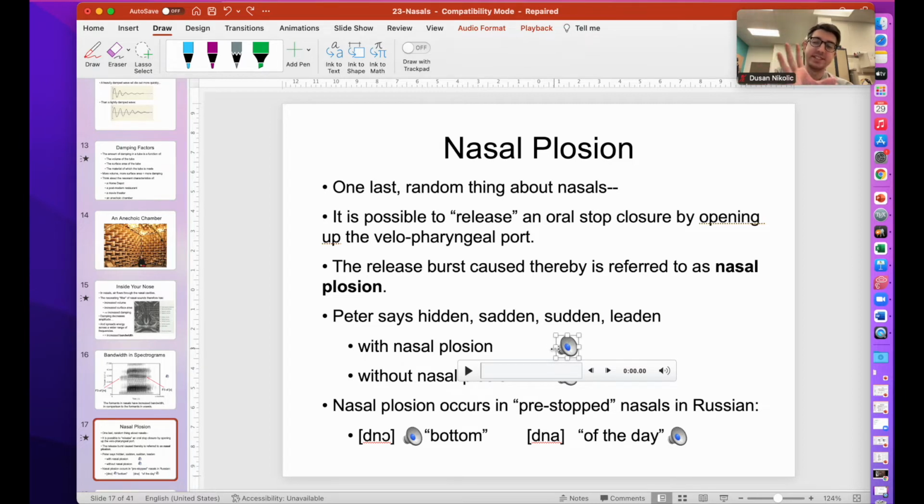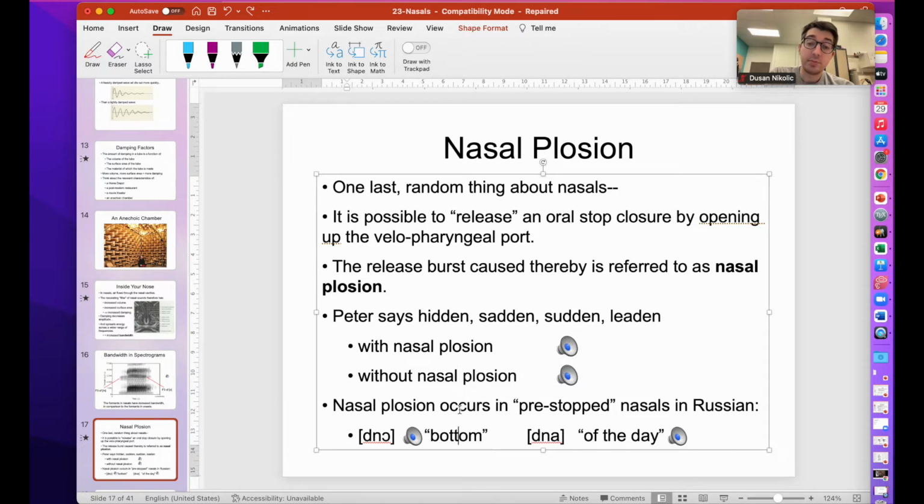Yes, so all of these are produced with a schwa between, and these are not. So you get dn, and that's a nasal plosion, whereby the air goes directly from your mouth, or it gets pushed into the nose just before you are even producing a vowel, and that's how you are going from d to n. Sudden, leaden, and so on and so forth.